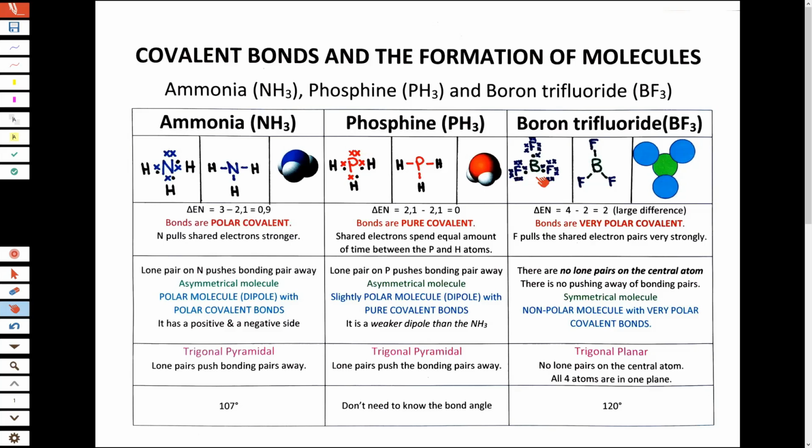Then in boron trifluoride, boron's valence electrons are the dots. There are 3 unpaired valence electrons in boron because boron is in group 3. So I spread them out evenly, 1, 2, 3. Then fluorine has 7 valence electrons. Fluorine atoms make 1 bond. Boron makes 3 bonds. We always start with the element that makes the most bonds. So I'll start with boron as my central atom.